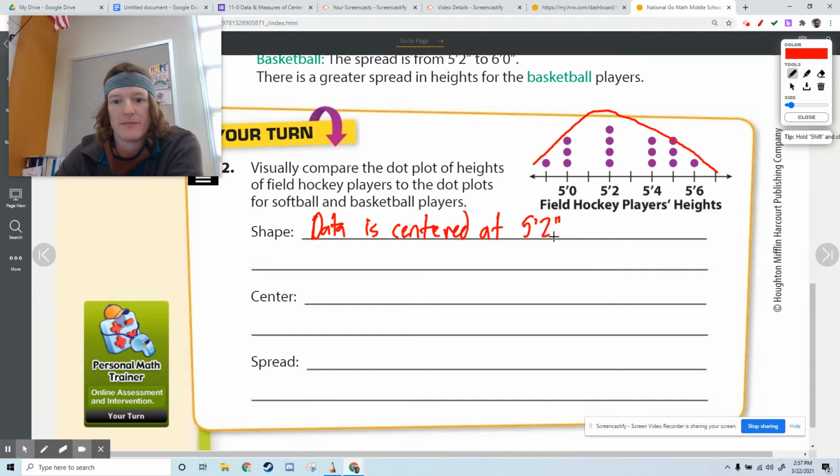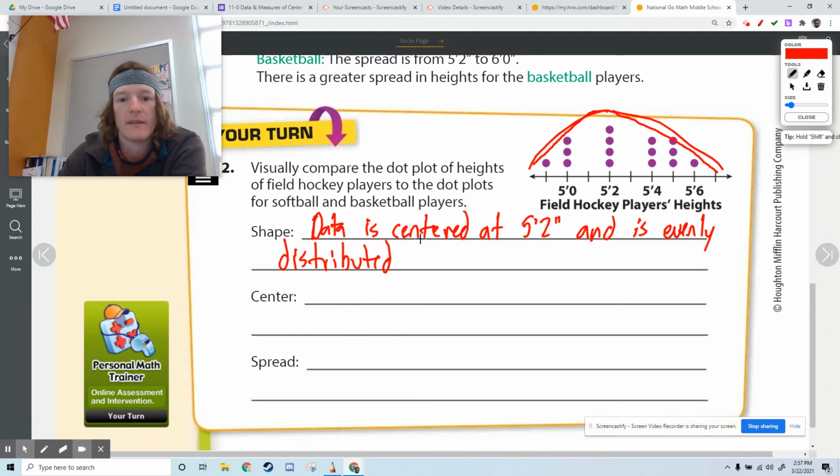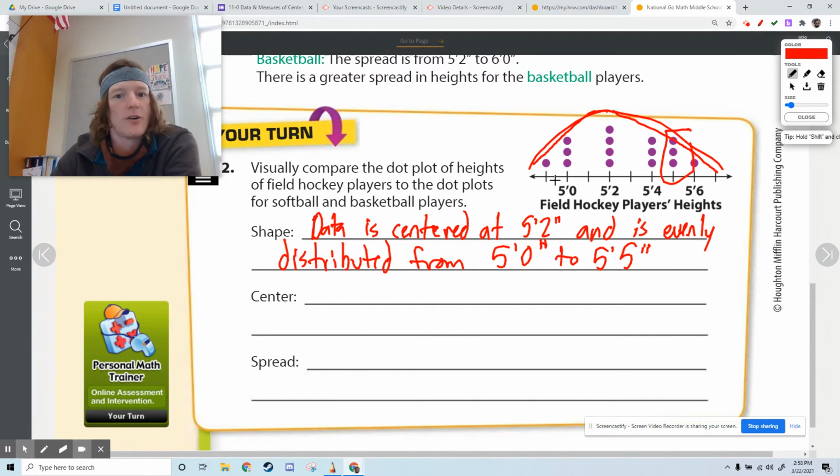So I think this shape is probably good enough. The data is centered at 5'2". Kind of balanced on both sides at that point. We could say it is evenly distributed from 5'0" to 5'5". Okay. And there's not really a lot of wrong answers to these questions. We're just looking at it and drawing a conclusion.